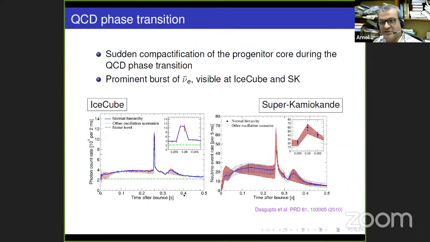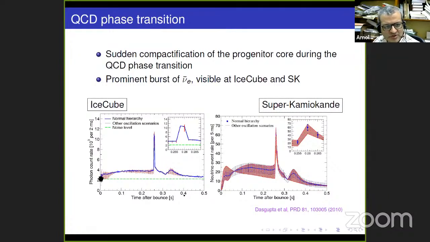We know that this kind of phase transition happened long ago when our universe evolved. Initially, there was a quark-gluon plasma, and after that, protons and neutrons came into being. So this is something that can happen inside a supernova when densities become very large. If that happens, the core will become compact very fast, and at detectors like IceCube, you will get a very sharp signal that you see here.